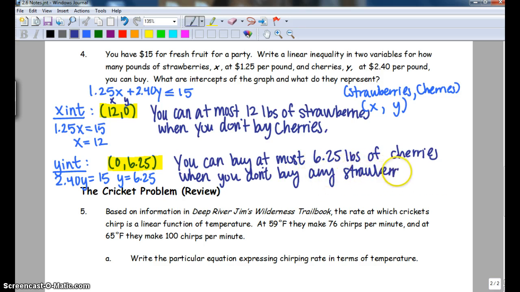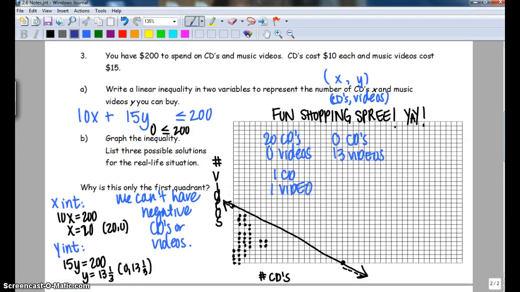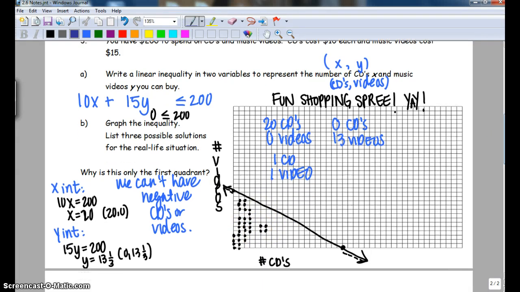Now, this is different than what we had on the front because you could buy 6.25 pounds of cherries. Weight is something where decimals make sense. If you're buying a number of CDs or music videos, a decimal would not make sense, which is why here, if you were to graph this, we would actually shade, whereas on the front, shading would not make sense, and we instead did these dots.